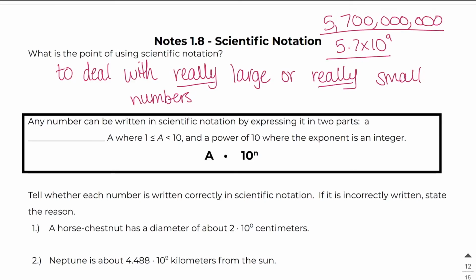Okay, so if you look in this box right here, any number can be written in scientific notation by expressing it in two parts. The first part is a coefficient called A, where what this is saying right here is A has to be between 1 and 10. And it can be equal to 1, but it cannot be equal to 10. And a power of 10, where the exponent is an integer. So it's always going to be written out like this. The coefficient being multiplied by some power of 10.